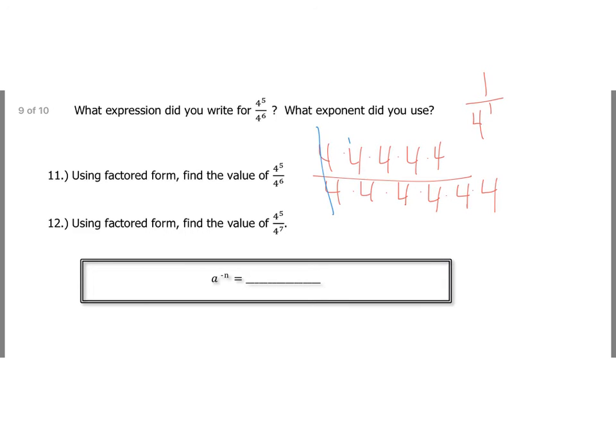You'll see that these all cancel out. So we were correct. It became 1 over 4, or 1 over 4 to the 1st power. You would do the same thing for number 12. So it would become 1 over 4 to the 2nd power, because you would have 2 4s left over instead. So a to the negative n power is the same thing as 1 over a to the n power.